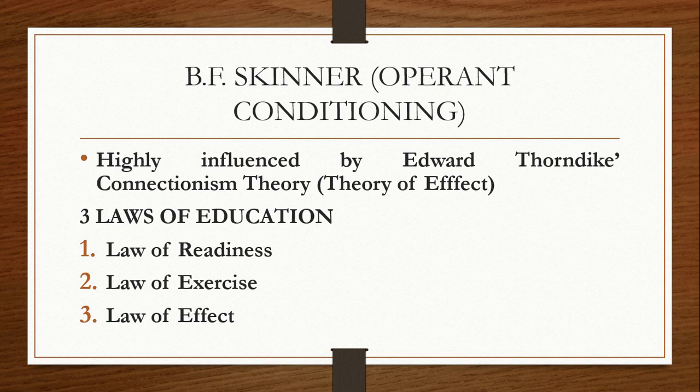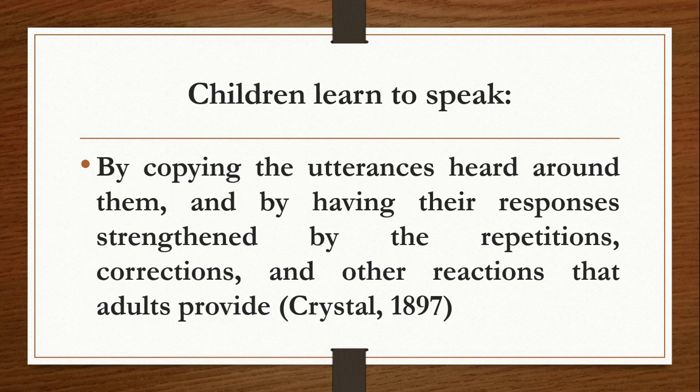So Skinner, in 1957, most fondly known as B.F. Skinner, is the father of operant conditioning. He admits that every individual has a brain but argues that it's unproductive to study internal systems, and that the best way to understand behavior is to look at the causes of an action and its consequences. By copying the utterances heard around them and by having their responses strengthened by repetition, the child repeats, is corrected, and repeats again depending on the correction. Here punishment, negative, positive, and other reactions that adults provide are mentioned. By this phenomenon, children will learn to speak by repetition, correction, and other reactions that adults provide.